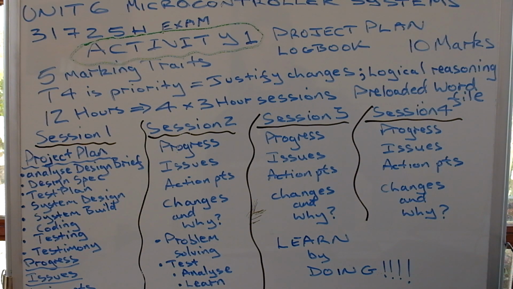So just to summarise, what we need to do here is justify the changes we've made as we go through the design process. We need to show logical chains of reasoning, and that will maximise the marks.